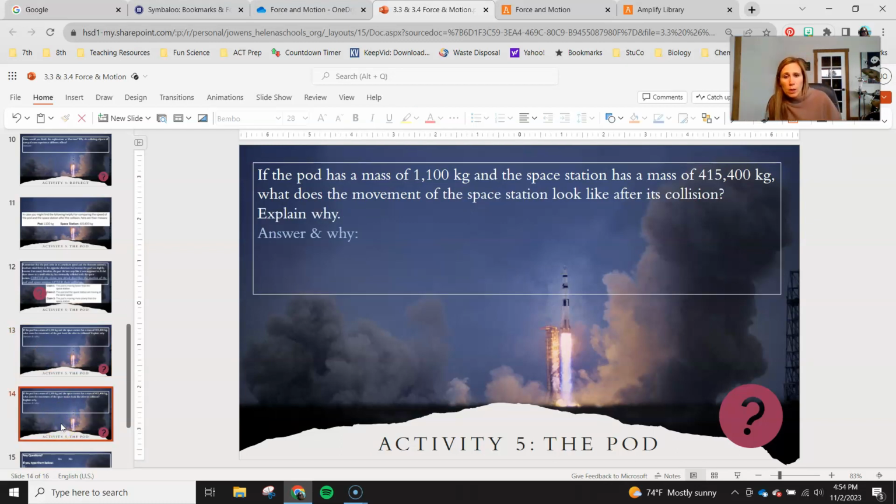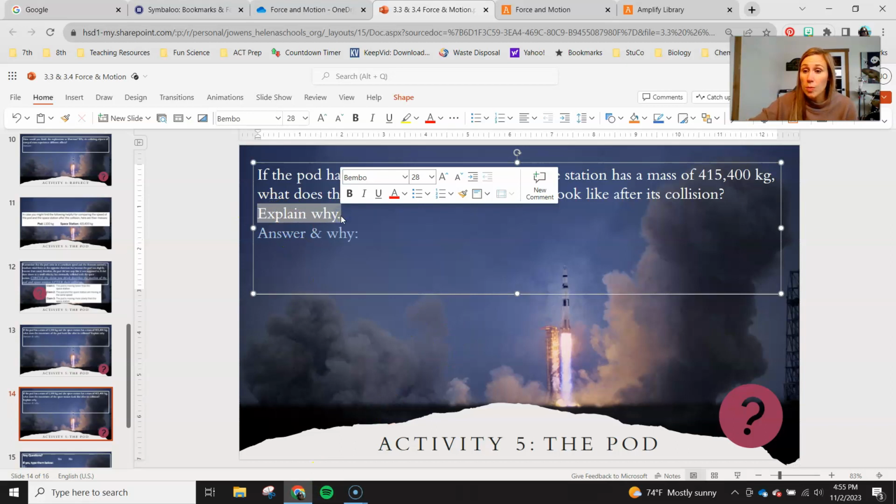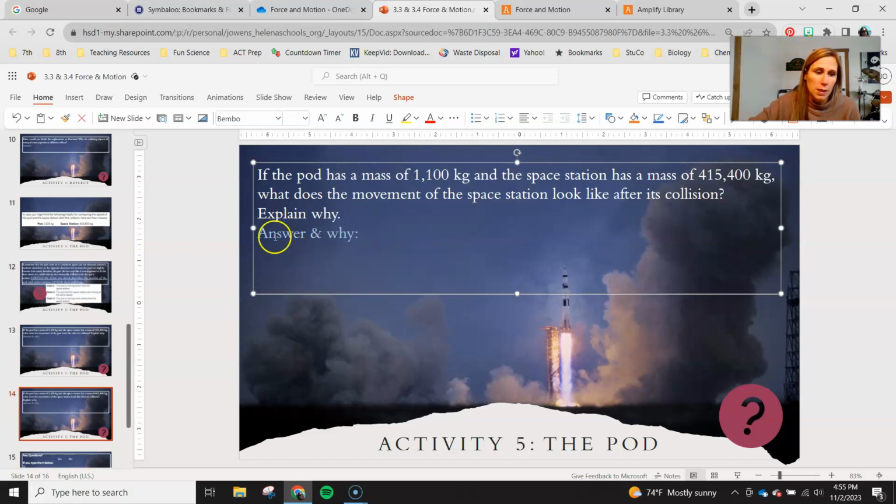If the pod has a mass of 1,100 kilograms and the space station has a mass of 415,400 kilograms, what does the movement of the space station look like after its collision? So now, the space station we haven't talked about yet. We just found out it's moving. What does that movement look like? Again, this is how we know that even though the pod's smaller, it still put a force on the space station. Okay, and obviously because the pod turned around and moved in the opposite direction, we know that the space station put a force back on the pod as well. Okay, and those two movements, or changes in motion, shouldn't be equal, because we obviously don't have equal masses. So kind of use that to help you guys explain why.